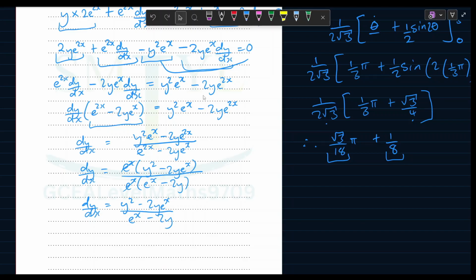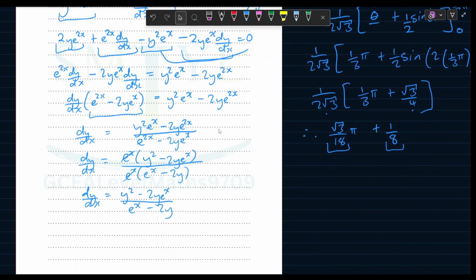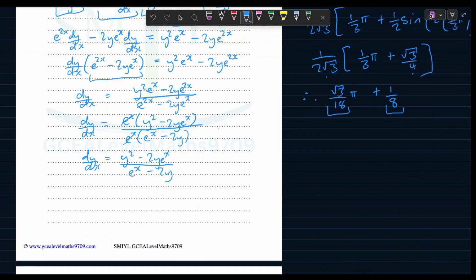Okay, but remember that we want to find the gradient at y is equal to 2. So we have to substitute in y is equal to 2. But the problem is our gradient also has x, right?